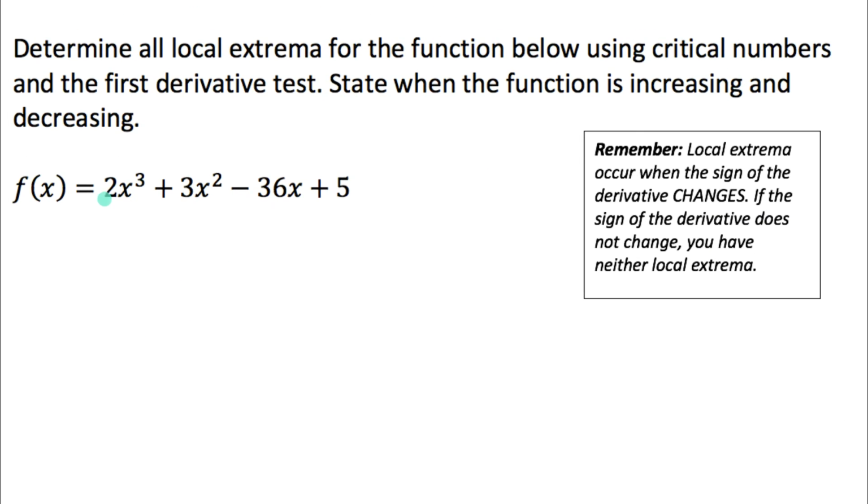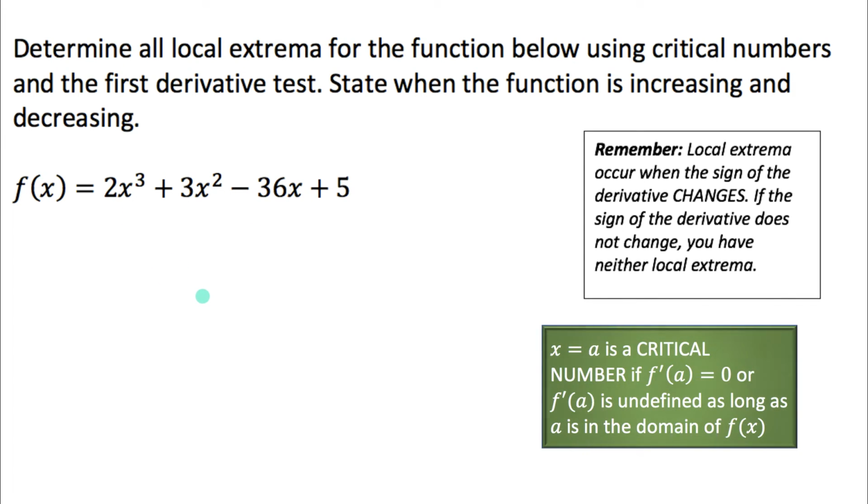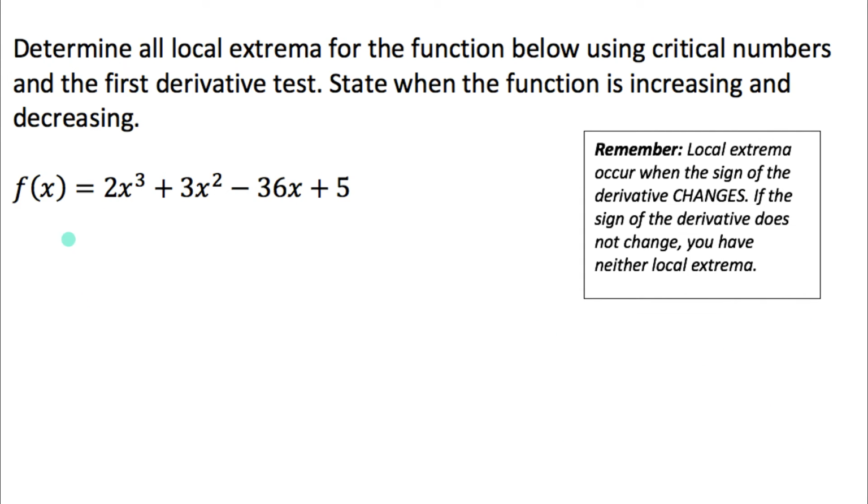So I said critical number a lot. We're going to have to find the critical numbers. And remember, a critical number is a number that makes the derivative of a function be either 0 or undefined. So let me find the derivative of this function to start with. F prime of x equals 6x squared plus 6x minus 36.